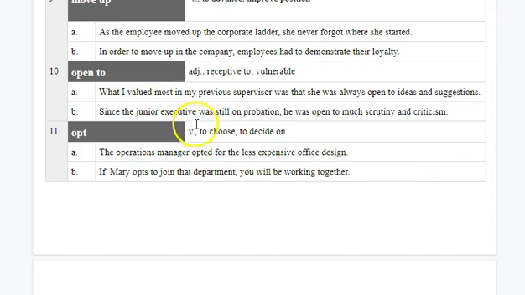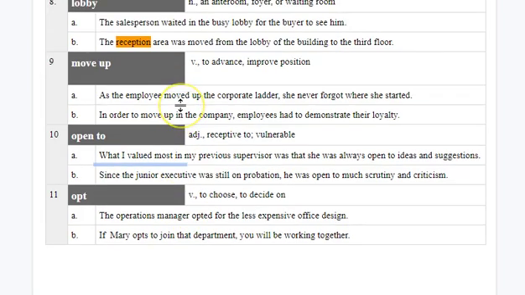Open to, adjective, receptive to, vulnerable. Vulnerable. Very good. What I valued most in my previous supervisor was that she was always open to ideas and suggestions.